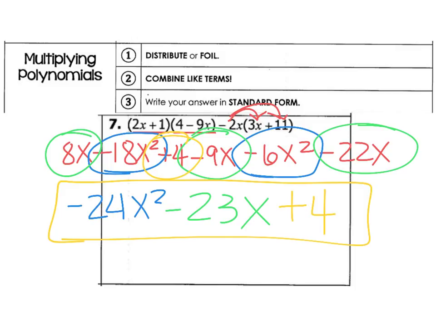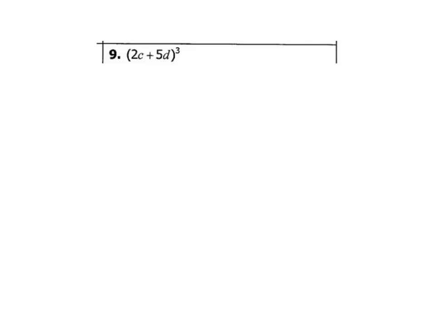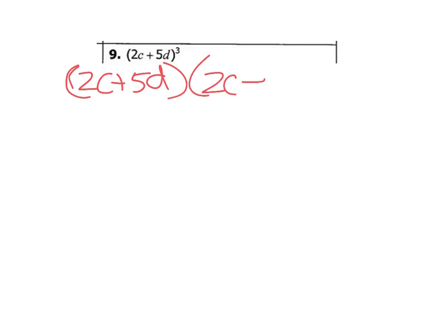All right? If you have any questions on this, please call me over so I can help you. Otherwise, let's keep going. All right, so number 9. Number 9, we first have to rewrite this, all right? So we can't just do 2c to the third plus 5d to the third. You cannot do that, all right? That is a big no-no. What we need to do is rewrite this as 2c plus 5d times 2c plus 5d times 2c plus 5d.